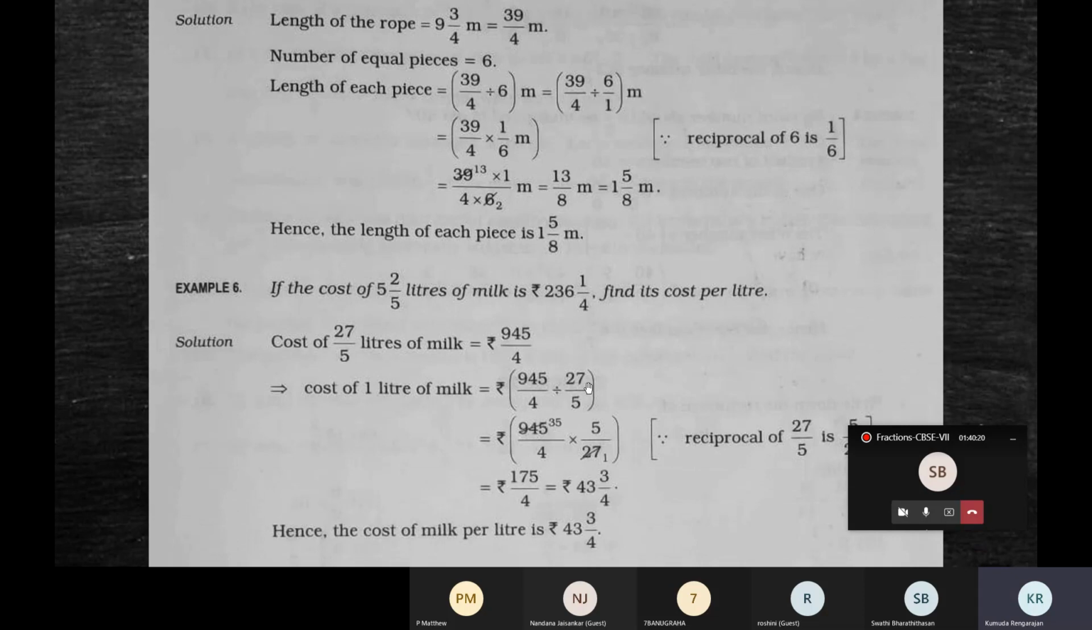Then in the next step, write the first fraction as it is. Division becomes multiplication. 27/5 is written as its reciprocal, 5/27. So you can also cancel like this. Otherwise, you can show one more step. So it's 945 into 5 divided by 4 into 27. Then take up these two, this one from the numerator, this from the denominator, and simplify.